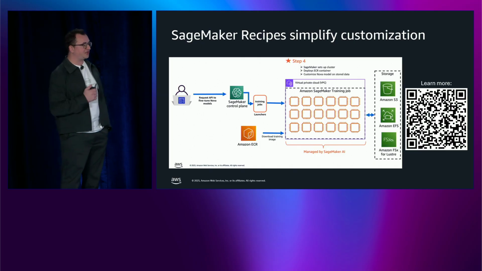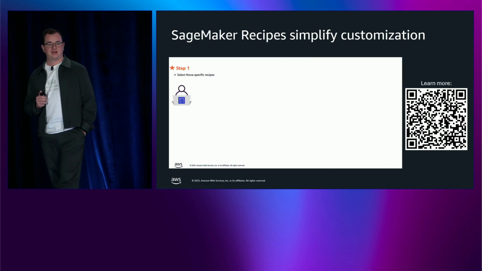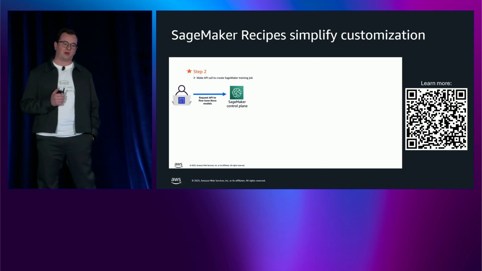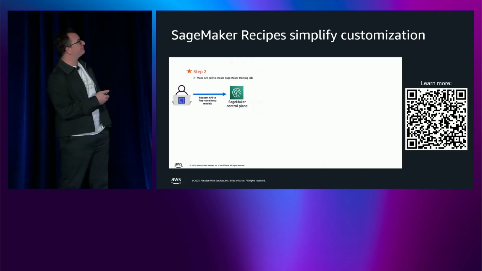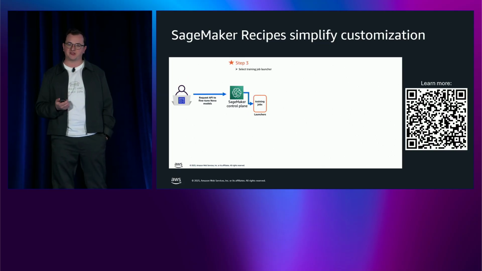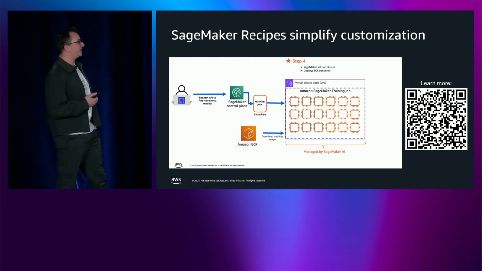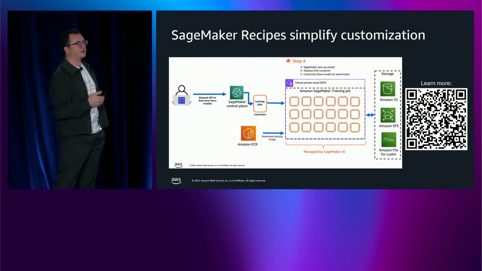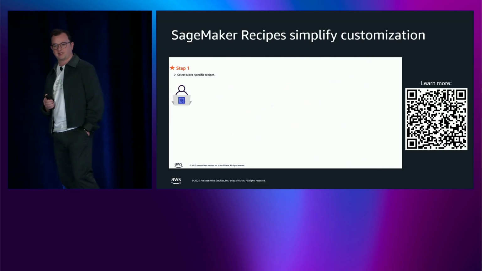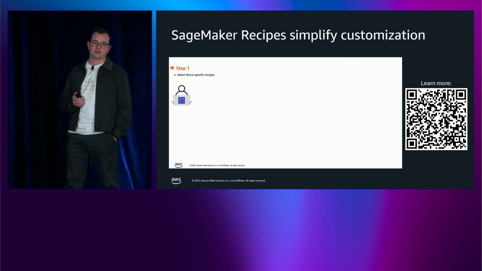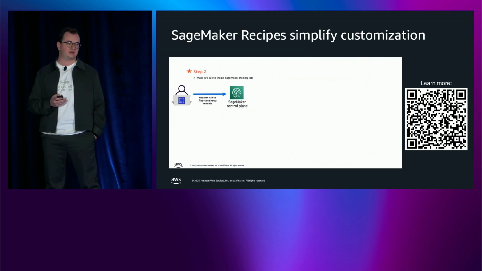I know the image is a little bit fast, and this is an image that I took from one of the blogs that is publicly available. So if you guys want to learn more about how SageMaker recipes help simplify training a model using SageMaker, you might want to scan the QR code that you see here on the right, which will take you directly to the blog post introducing this infrastructure.